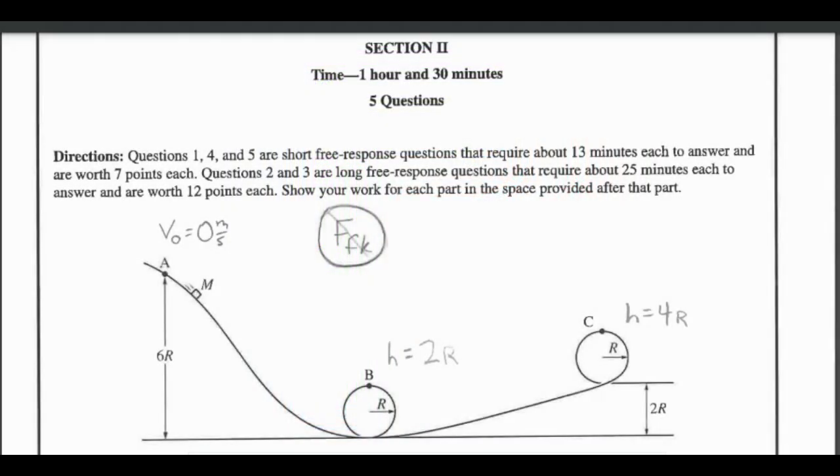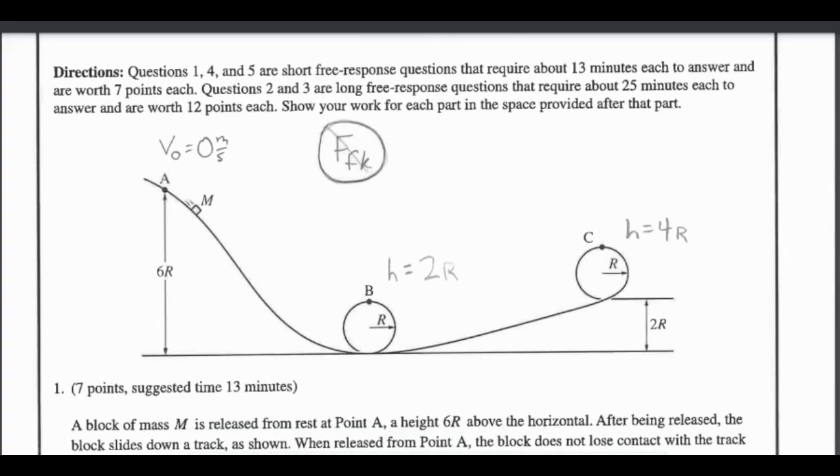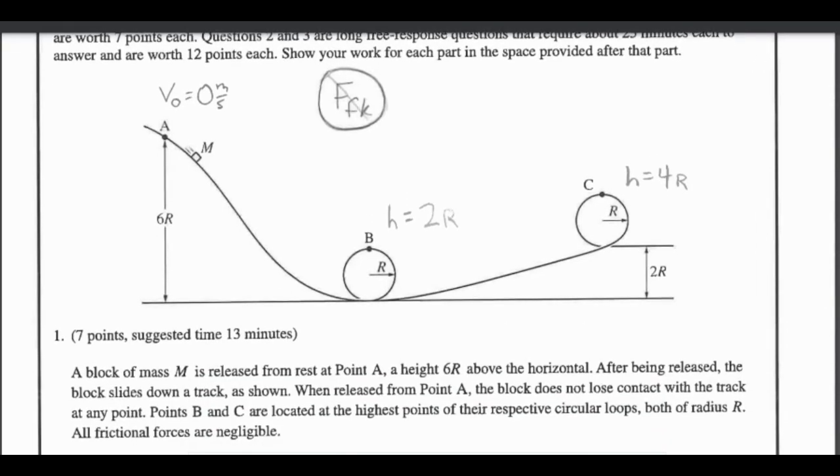In particular, we are checking out the first question of the FRQ section. So for our first question over here, it says we have a block of mass M and it's released at rest at point A, height of 6r above the horizontal. After being released, the block slides down a track as shown.